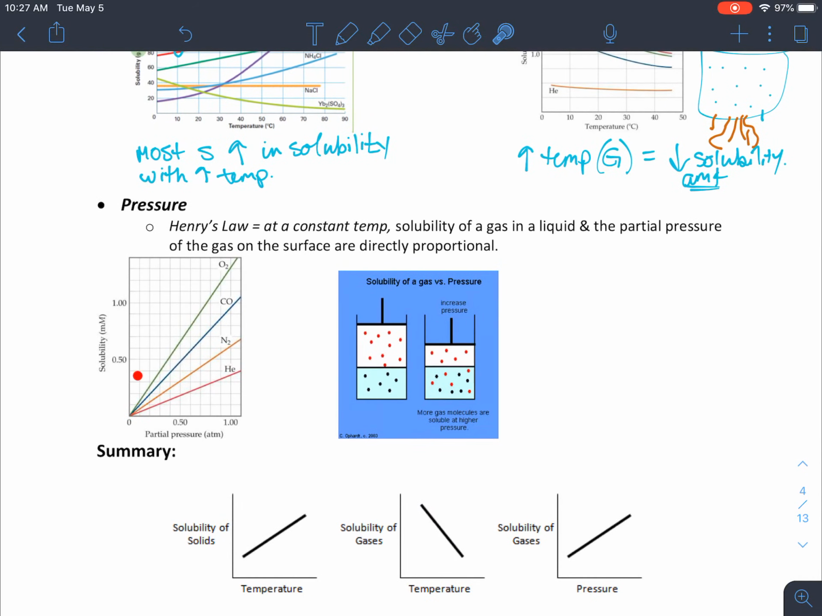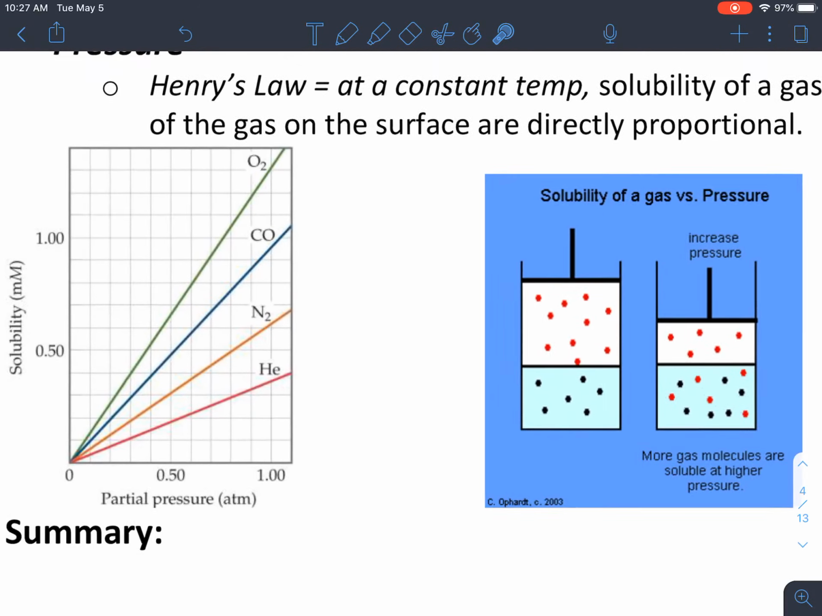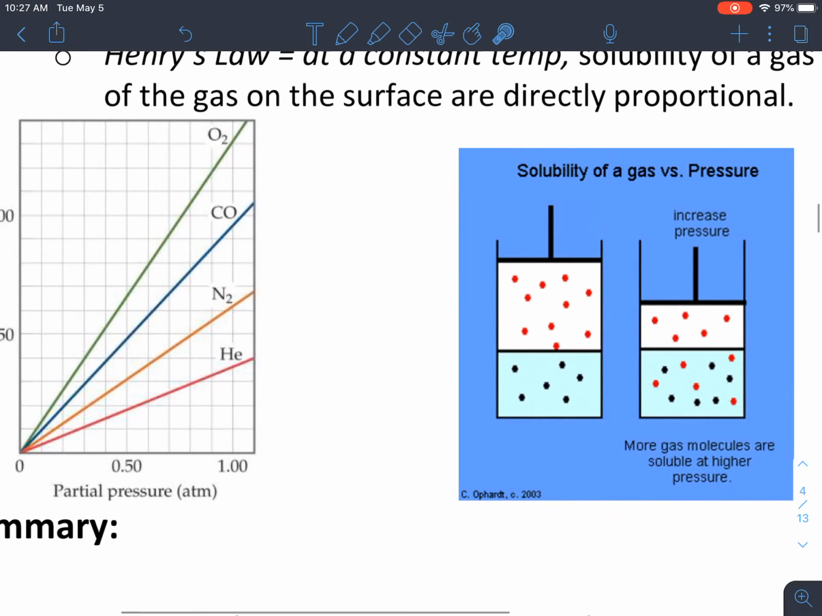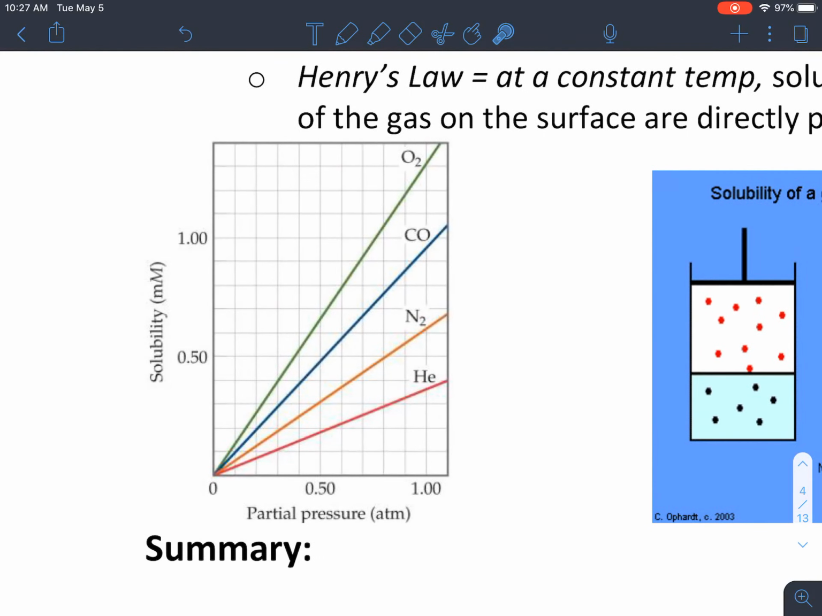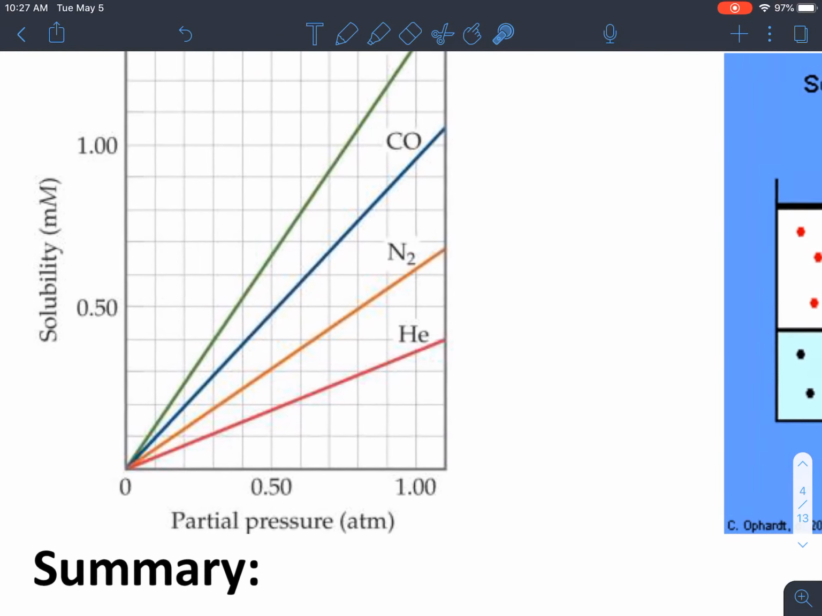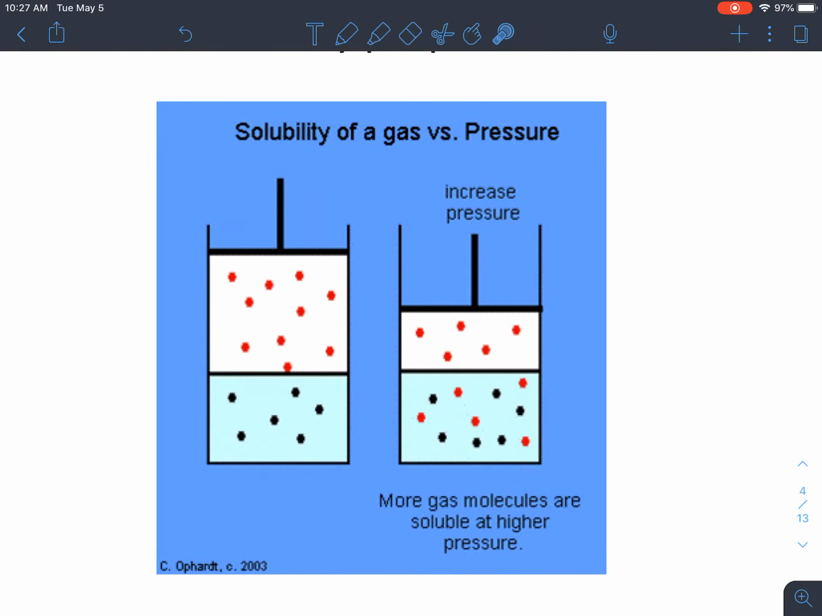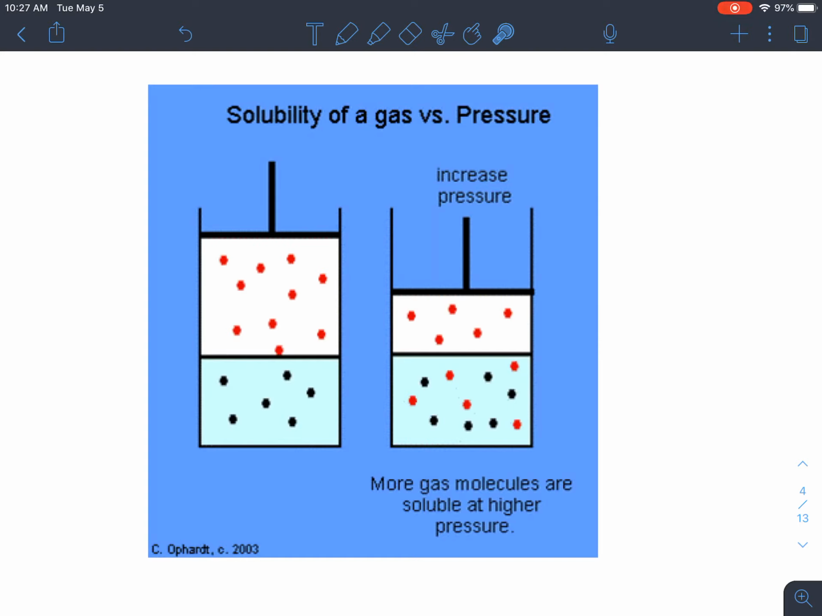All right. The last thing we're going to talk about is how pressure affects solubility. Actually, I really like this image, so we're going to take a look at it. I want you to think of opening a can of pop, or a bottle of pop. You hear a little tss noise.